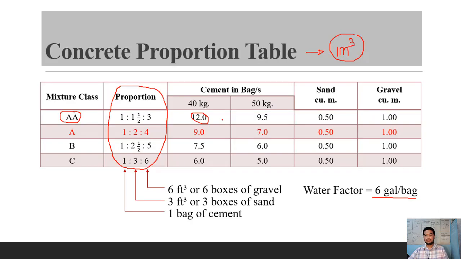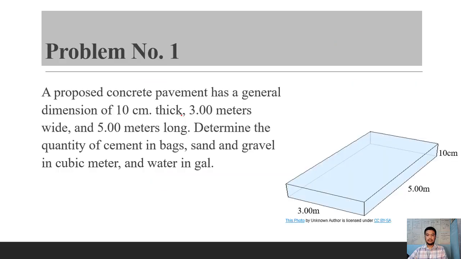So if we go back to the table right here, in class A concrete, there should be 9 bags of a 40 kilogram bag of cement. Okay, I think this will already be constant per cubic meter. So 9 bags, 9 is to 0.5 is to 1.